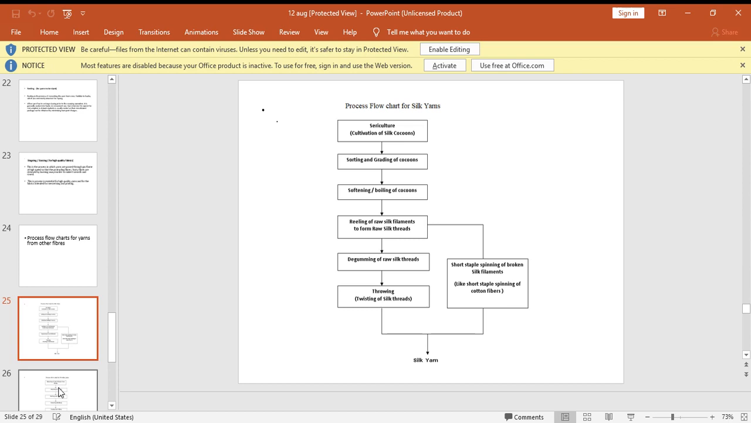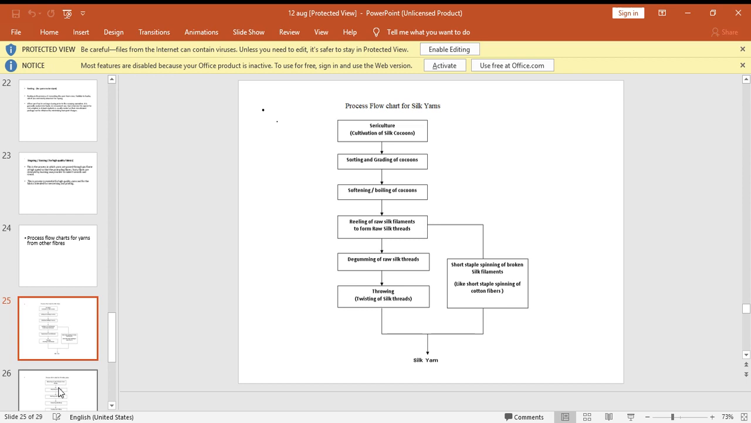This is a flow chart for silk yarns. First, the process is cultivation of silk cocoons. From that it goes to sorting and grading of cocoons. Then softening and boiling of cocoons. Then reeling of raw silk filaments to form raw silk threads.